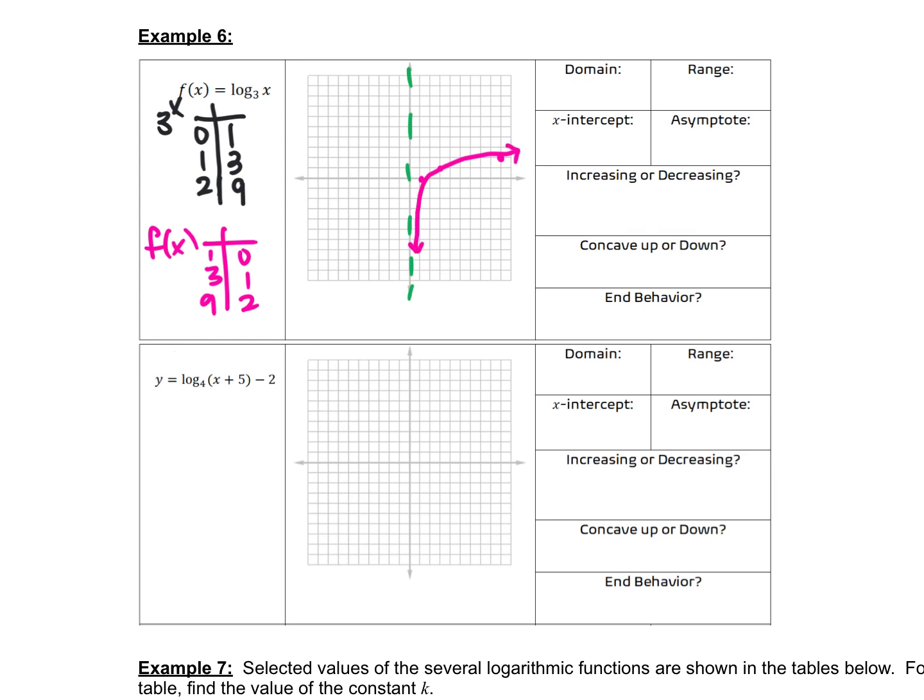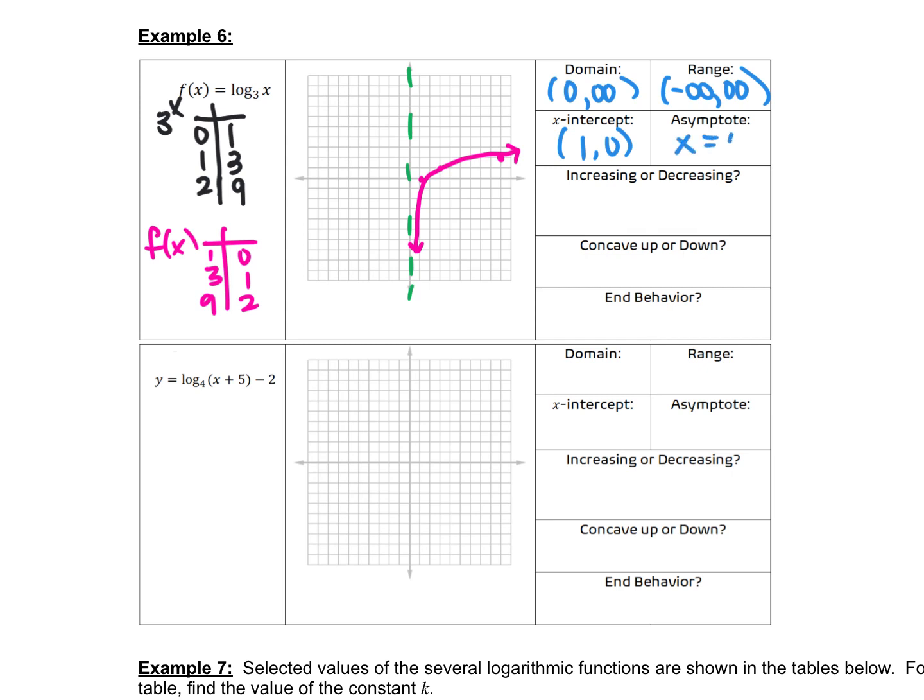Okay, so use what you know about inverses. It will help you. All right, let's answer some questions. What's my domain? 0 to infinity. I can do that just looking at it. Okay. What's my range? Negative infinity to positive infinity. All right. Where's my x-intercept? (1, 0). And what's my asymptote?